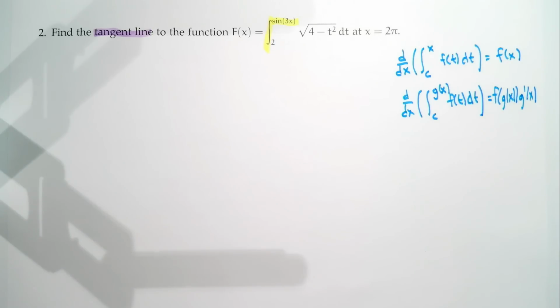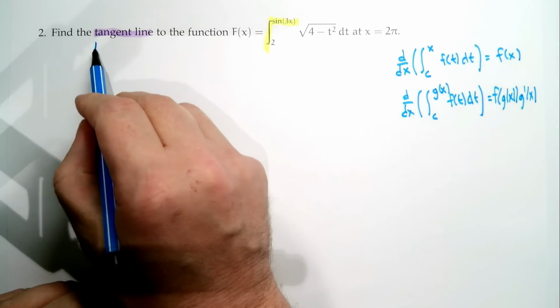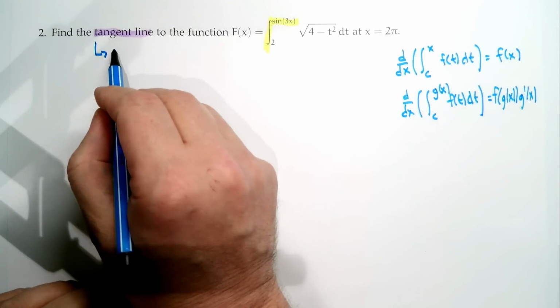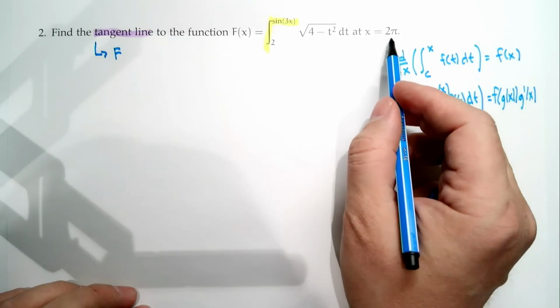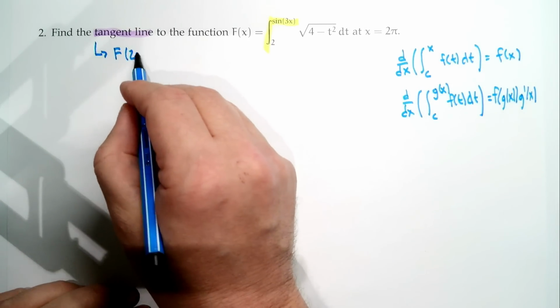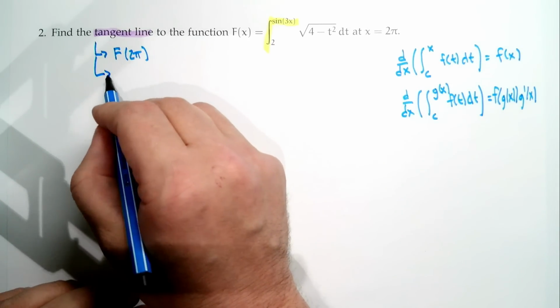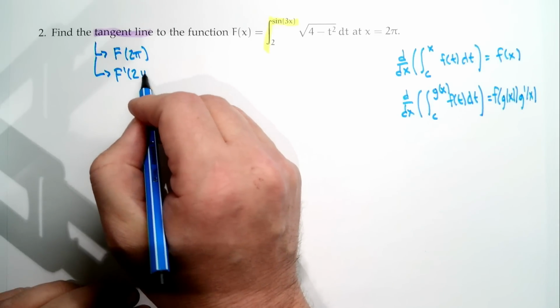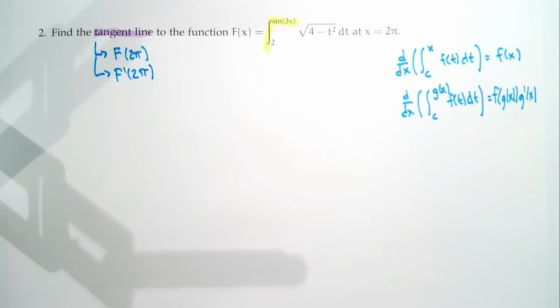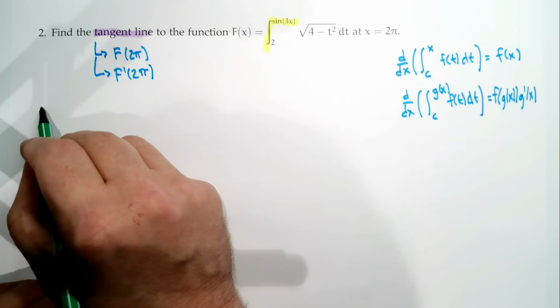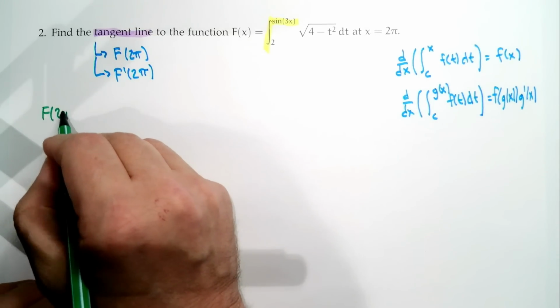Now, when you're looking for a tangent line, that always says, okay, I need two pieces of information: the value of the function at the point, and our point is 2 pi, and the value of the derivative of the function at that point. So that's f prime of 2 pi. So let's work through both of these. We'll start with f of 2 pi. How do you figure that out? Well, the answer is you plug it in.